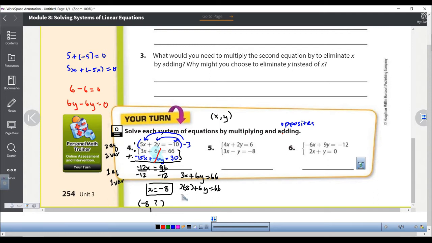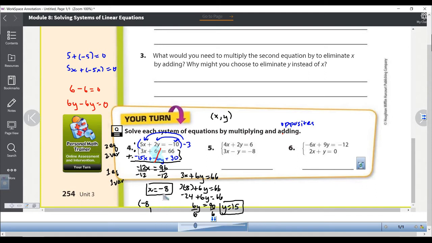All right, so here we go. 3 times -8 is -24. -24 plus 6y is 66, right? So I'm going to solve this equation by using inverse operations. I add 24 to both sides. When I add 24 to 66, I get 90. And then when I divide by 6, 6 goes into 90 15 times. So y is equal to 15.